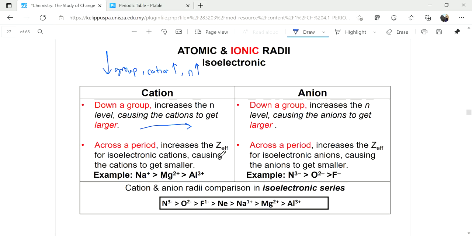The effective nuclear charge will increase, so you can calculate the value of the effective nuclear charge by yourself.